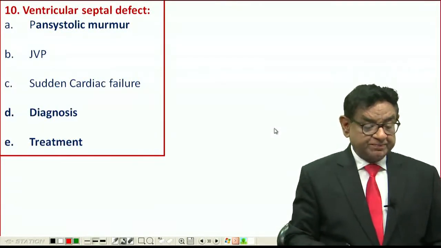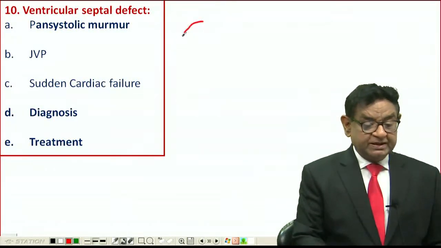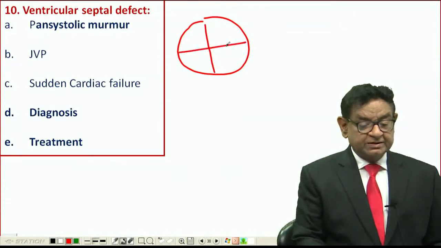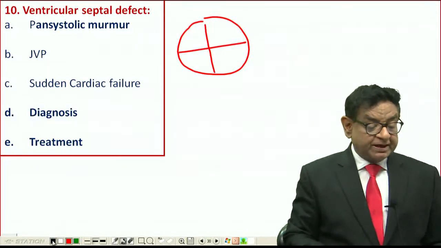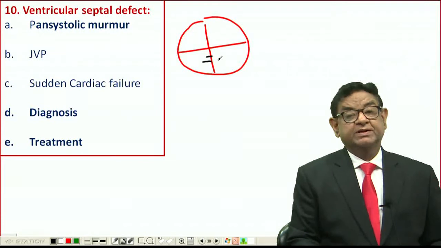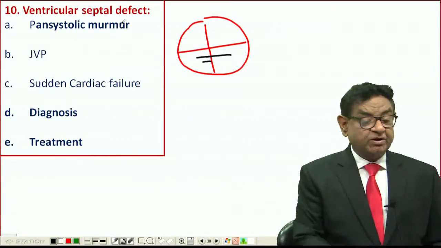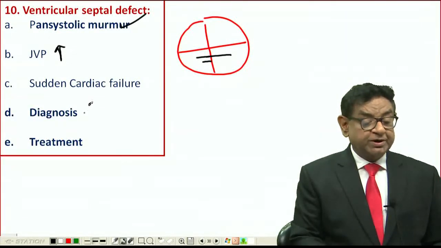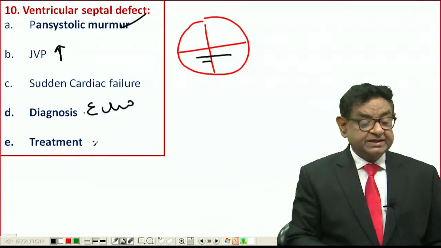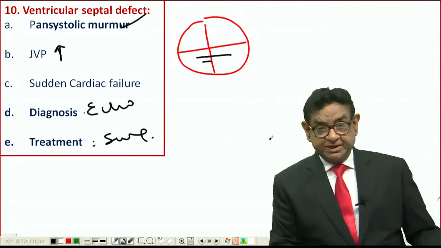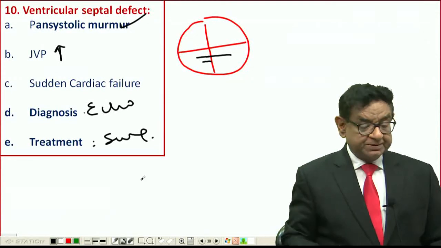Ventricular septal defect. What happened? This is the heart. Now rupture may occur at the interventricular septum. So this will produce a ventricular septal defect. This will lead to a pan-systolic murmur. In this case, JVP will be raised and it will lead to sudden heart failure. We can diagnose by echocardiography, and urgent surgical repair is the treatment.